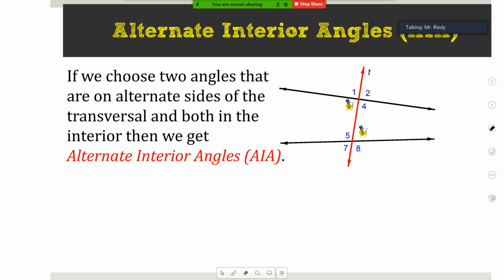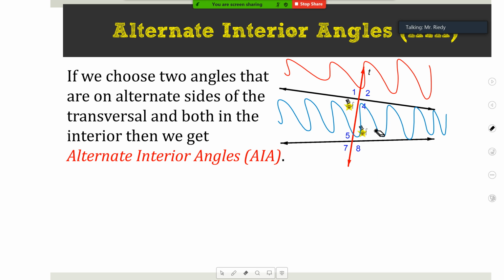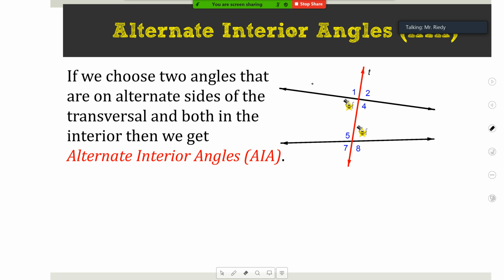The star's wearing the top hat. These 2 lines are being cut by a transversal. This part is called the interior because it's between the lines. And then obviously the counterpart to that would be all this stuff, which would be the exterior. Okay. Then we've got 2 sides of the transversal. They can either be on the same side or they can be on alternate sides of the transversal.